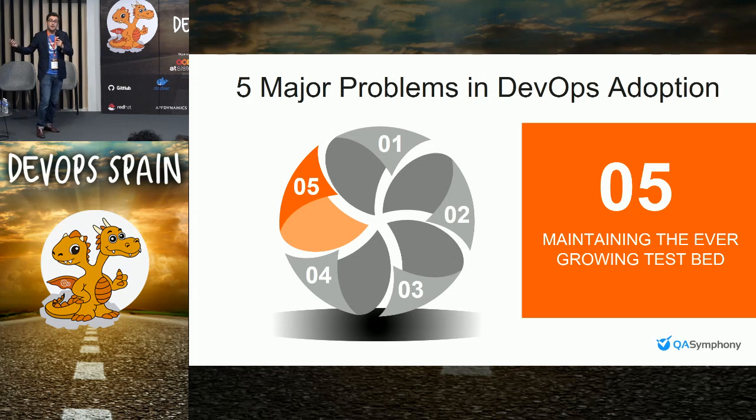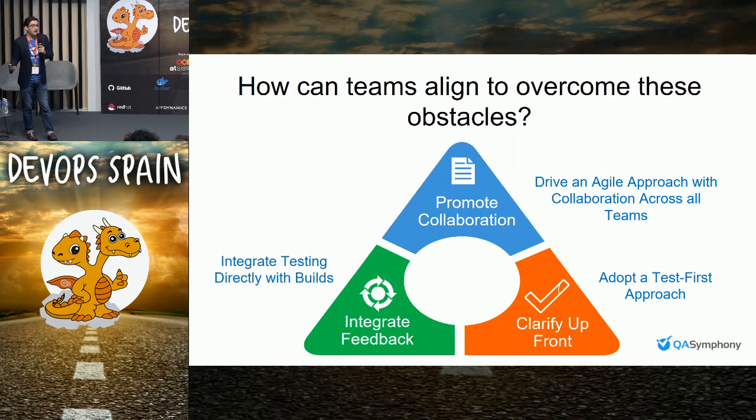So now that we have these five problems, let's solve these five problems. How can we align our testing teams specifically to overcome these five obstacles? How can we not only empower testers to be influential in the DevOps world, but be successful? Three ways that we're going to do this.